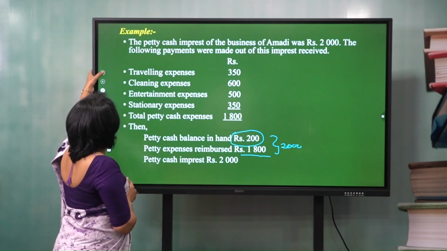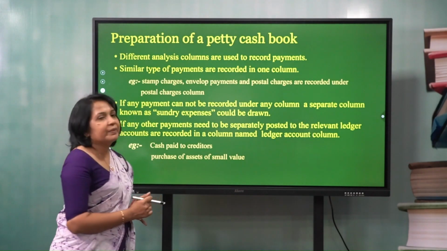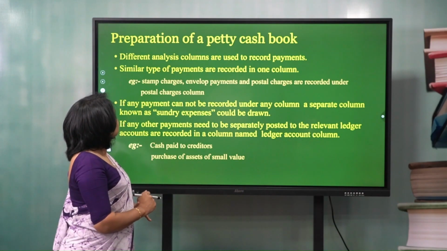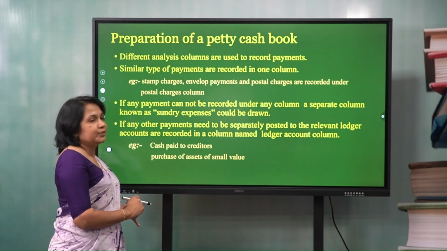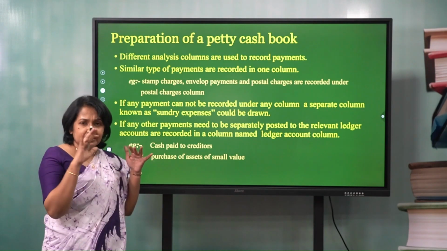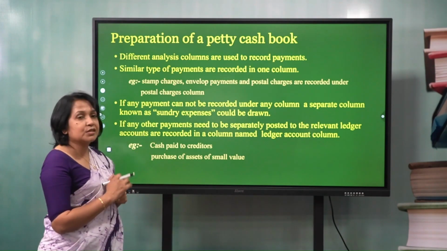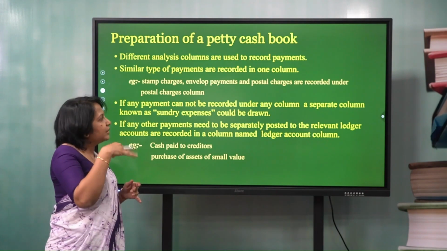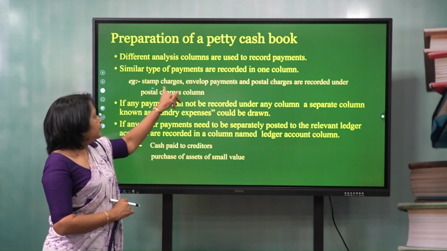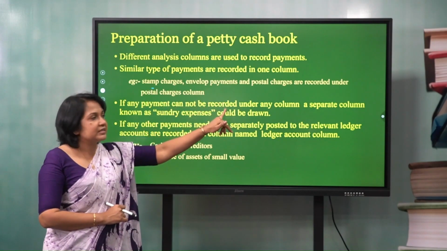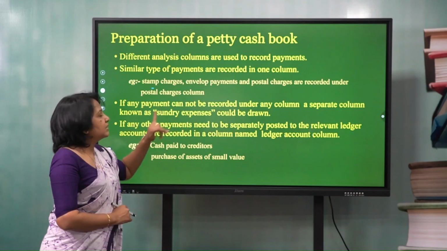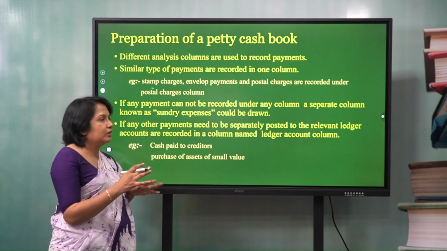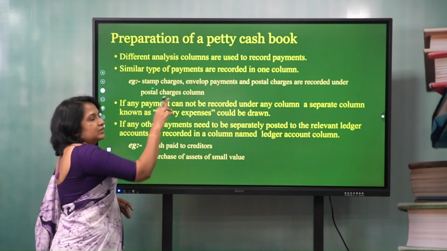You go to the next one. Preparation of petty cash book. Now in this petty cash book, children, I told you earlier also, we are using a few different analysis columns. And we record similar types of payments in the same column. As an example, stamp charges, envelope payments, and postal charges are recorded under the postal charges column. Now here all come under postal charges, so we use a separate column named postal charges.